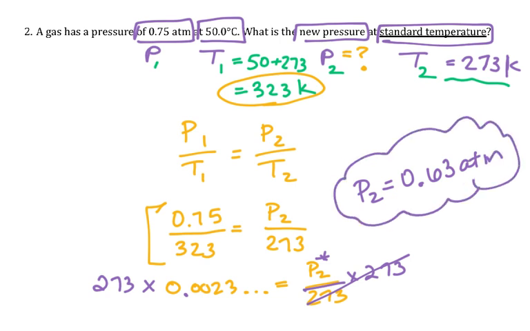All of these problems had us solving for something in the numerator. It is possible to have a problem where you have to solve for something in the denominator. We'll probably see some of those in the combined gas law, but just know that it is possible to solve for a temperature.